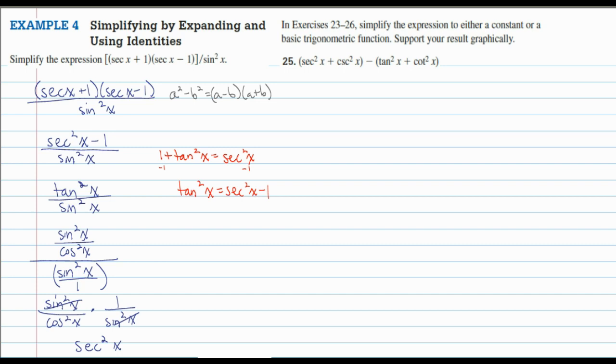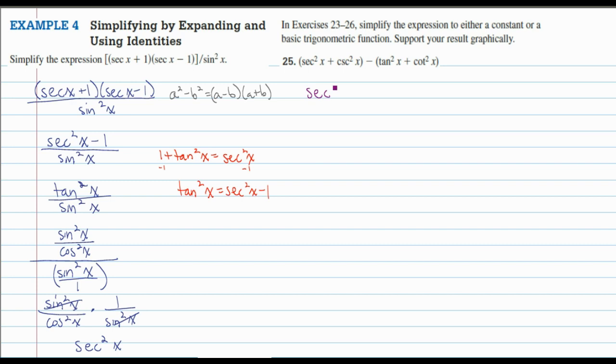Secant squared plus cosecant squared doesn't sound familiar to me. It doesn't sound like a trig identity. I mean, I see trig squared, but that just doesn't sound right. Minus tangent squared and cotangent squared. See, my Pythagorean identities don't have secant and cosecant in them, or tangent and cotangent. I know that there's a Pythagorean identity that has tangent and secant, and there's another one that's got cotangent and cosecant. So I'm going to actually distribute this negative sign and rewrite.